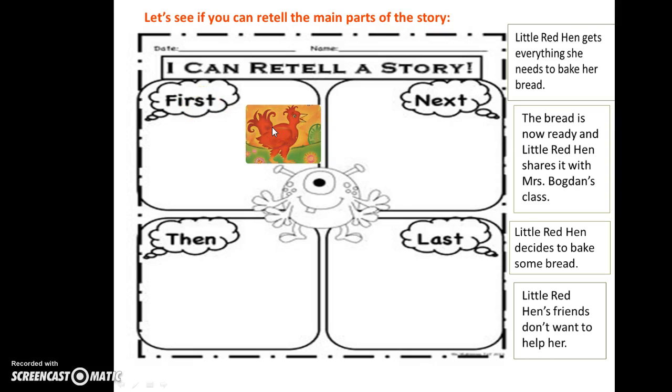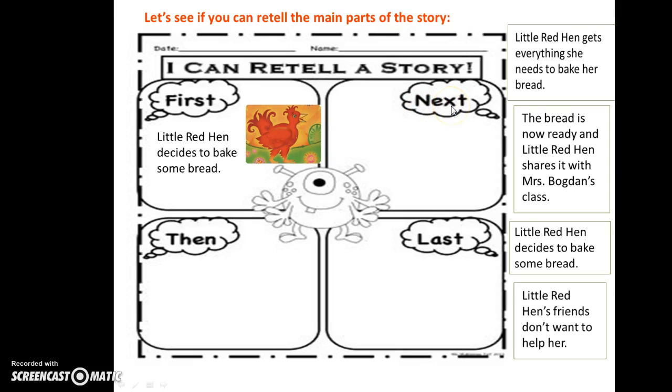We have a picture here of Little Red Hen. What happened first? I'll let you guys think about that one for a minute before we decide on the answer. And remember, we have 4 boxes that we can choose from. Little Red Hen decides to bake some bread. Did you get that one right? Good job.